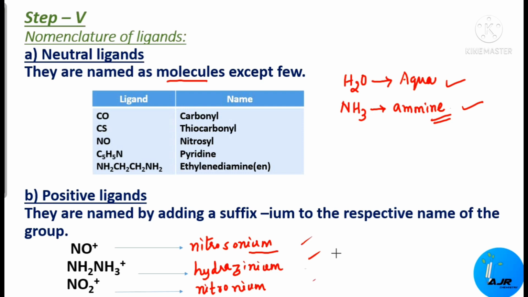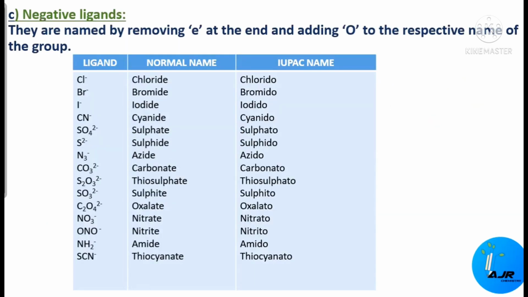Understood. Next, we shall see the negative ligands, right? Here, the negative ligands are named by removing the e at the end and adding o to the respective name of the group. So by replacing e with o, we will be naming the negative ligands. I have given some examples for the negative ligands. Students, you should be thorough with these ligands, the names of these ligands. Only then is it possible to write the names of the coordination compounds correctly.